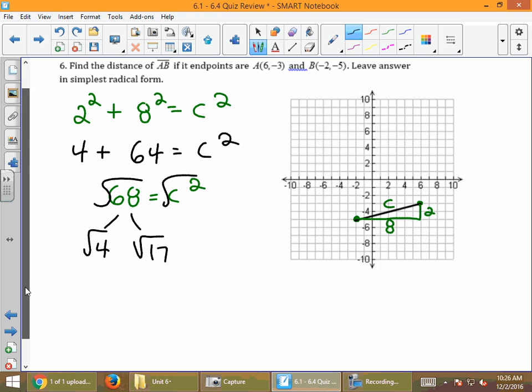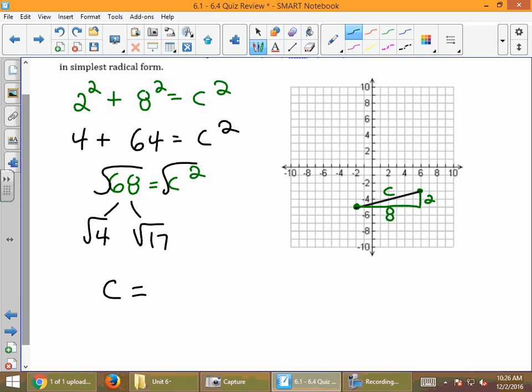So now we can have our answer. C equals. What's the square root of 4? 2. What's the square root of 17? Doesn't work. So it's the square root of 17.